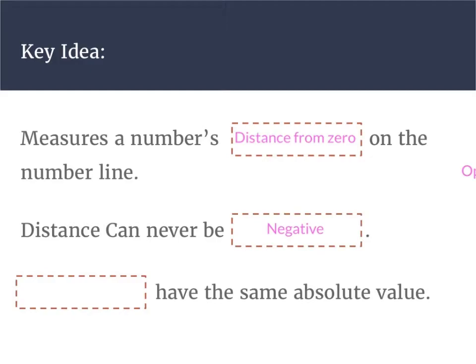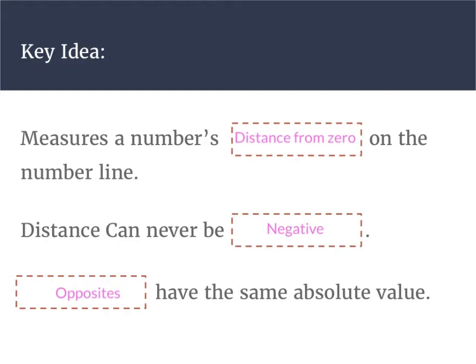We need to remember that since absolute value measures distance on a number line, it cannot be negative. Absolute value cannot be negative because it measures distance, and distance can never be negative. We also need to remember that opposites have the same absolute value. If you have 3 on one side of the number line and negative 3 on the other side, they are opposites and they're the same distance from 0. They are 3 spaces from 0 each, so they have the same absolute value.